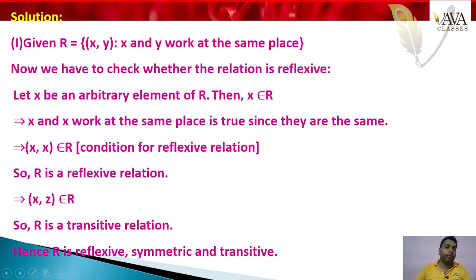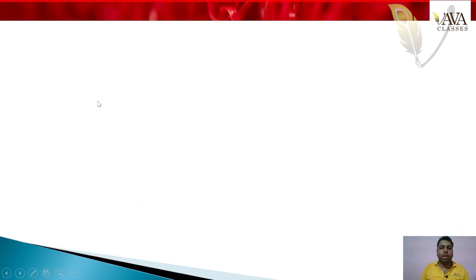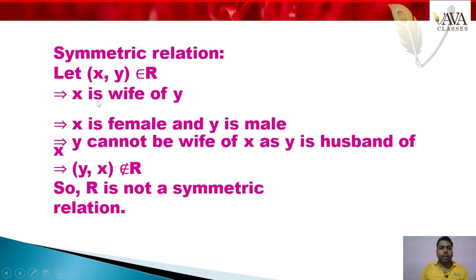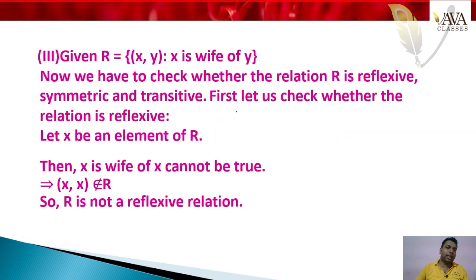Now the solution. Given R equals the ordered pair (x, y) such that x and y work at the same place. We have already discussed that, so you can follow the solution here as well. The third one you can see here. We have solved parts i and ii. Now the third part.